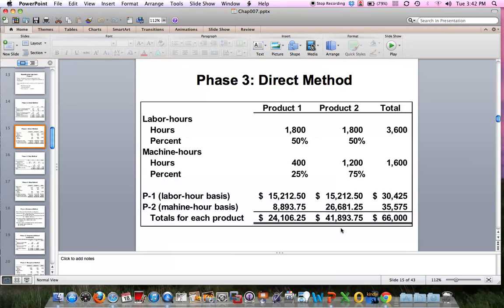I'd probably actually spend more time looking at that than this PowerPoint, because they show you the calculation needed to get down to the 24,106. They show the 50% and the 25% multiplied by the cost that came from basically Phase 1. And you get down to our 66,000 total cost. So take a look at the bottom of page 229, Exhibit 7.6, for Phase 3 of the direct method, and they show the whole thing together in one big exhibit where you can see all the different costs that were allocated.